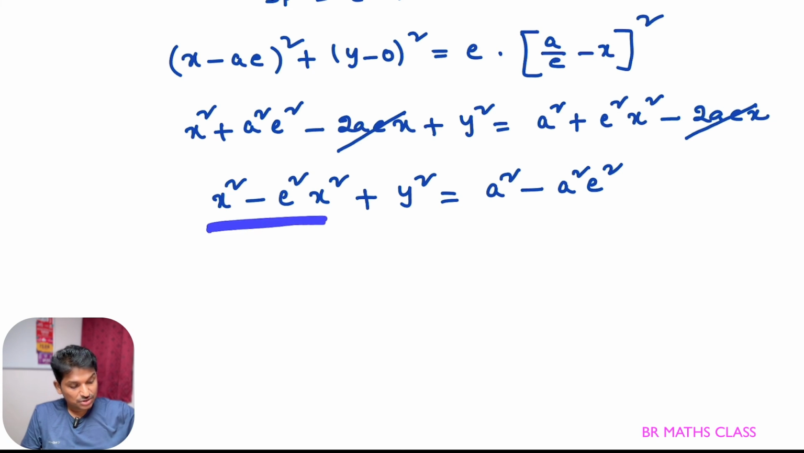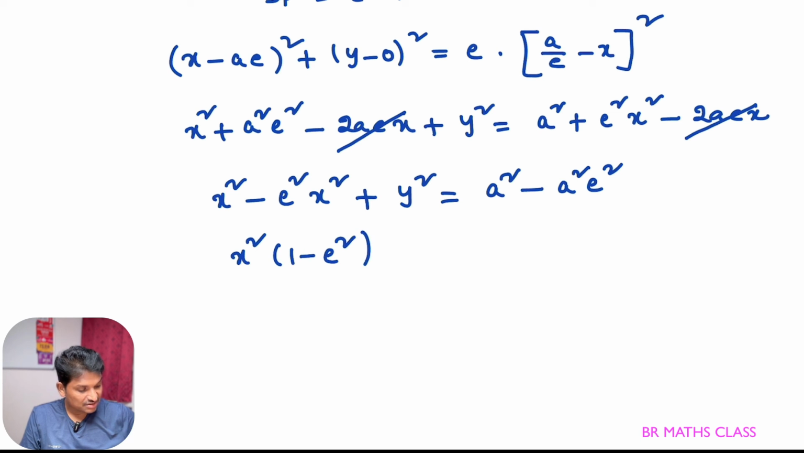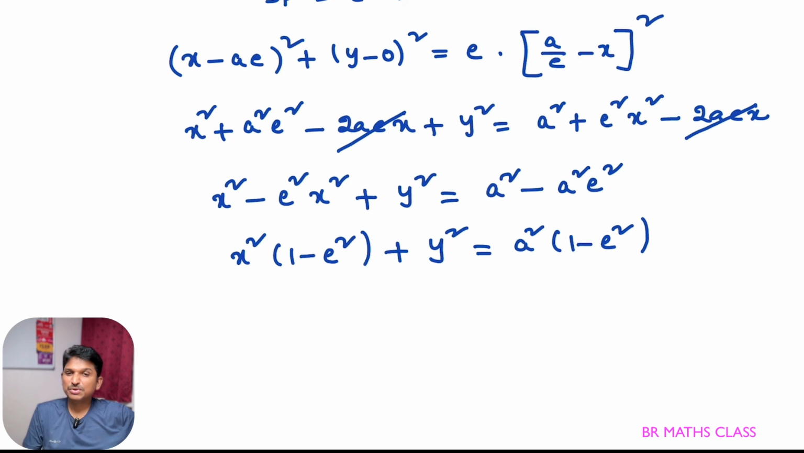Now in these two terms you take x square common. What will you get if you take x square common? x square into 1 minus e square plus y square equal to, in these two also you can take a square common. If you take a square common, what will you get? a square into 1 minus e square. Now a little bit of simplification steps.